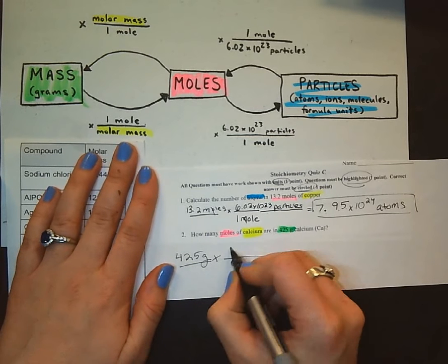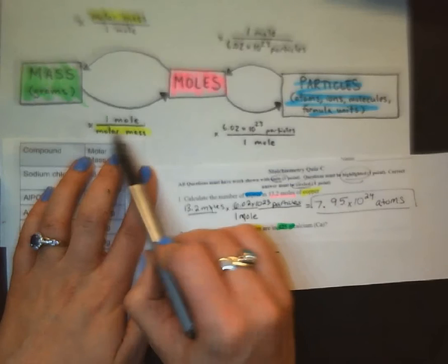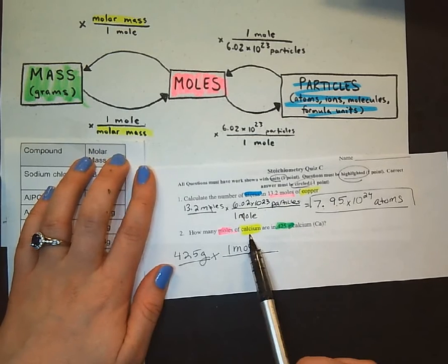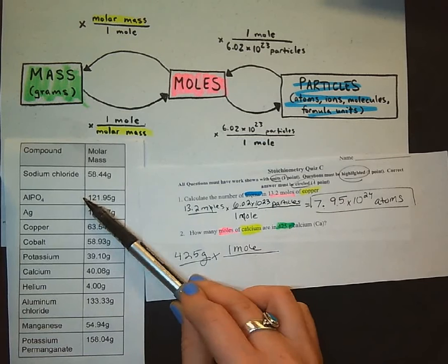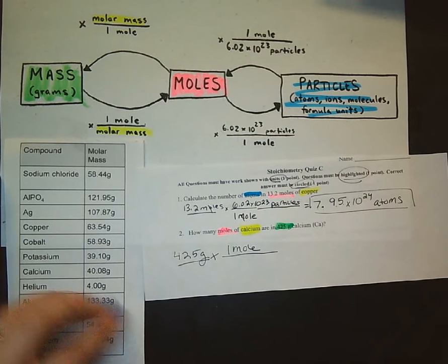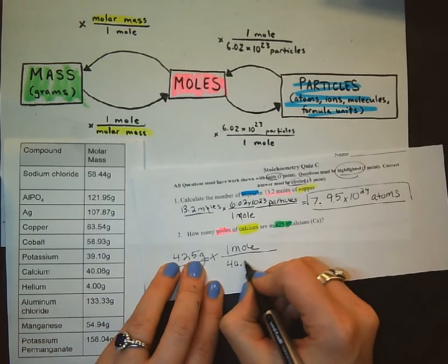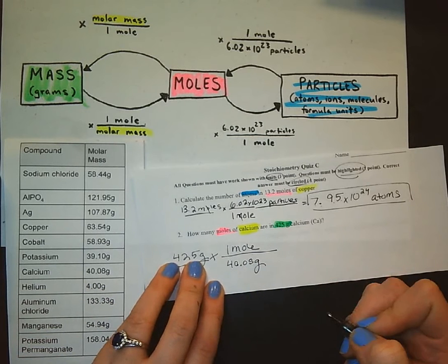1 mole over molar mass. Now, molar mass is highlighted in yellow. We also highlighted calcium in yellow. That's what you need to find the molar mass for on your basically cheat sheet, okay? Because we already gave you the molar mass of any compound or element that you'll see. Calcium is on here, 40.08 grams. That's all you need.